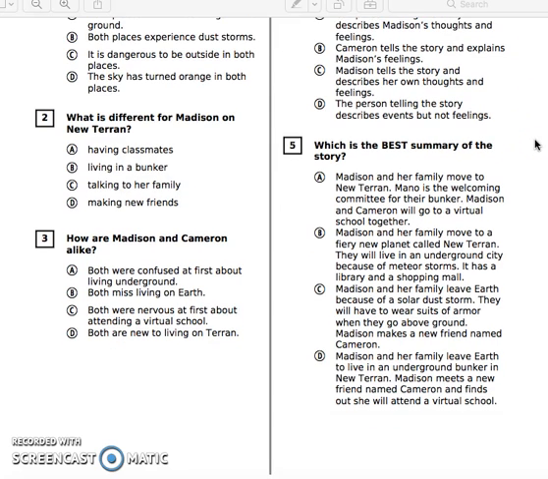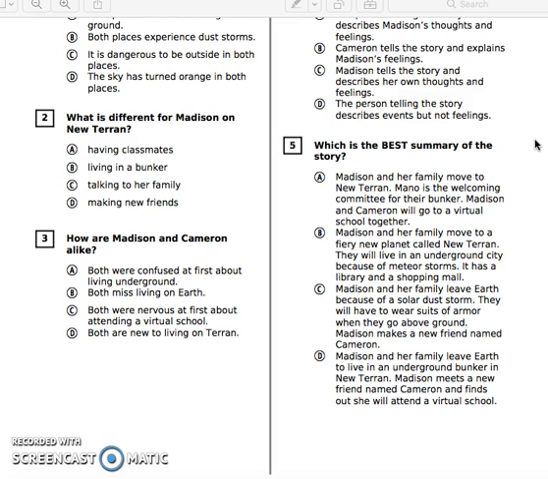Which is the best summary of the story? A. Madison and her family moved to New Terrain. Mono is the welcoming committee for their bunker. Madison and Cameron will go to a virtual school together.